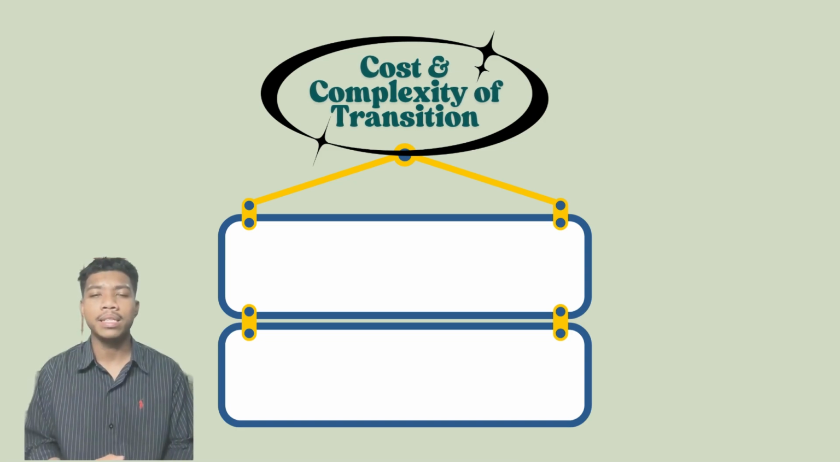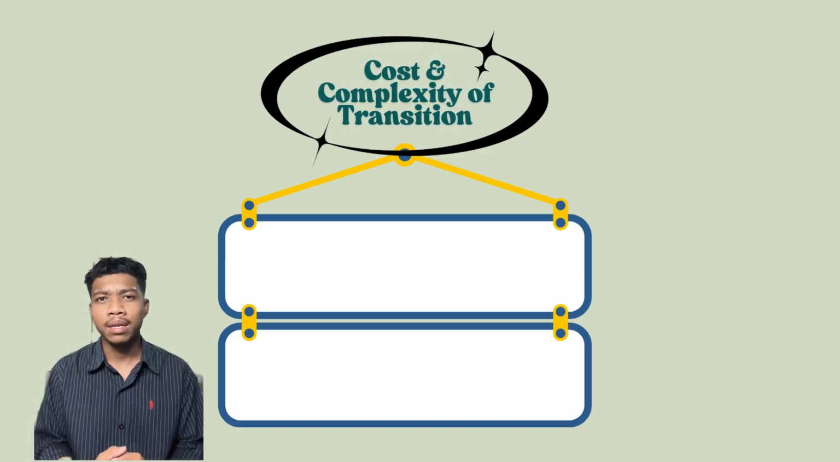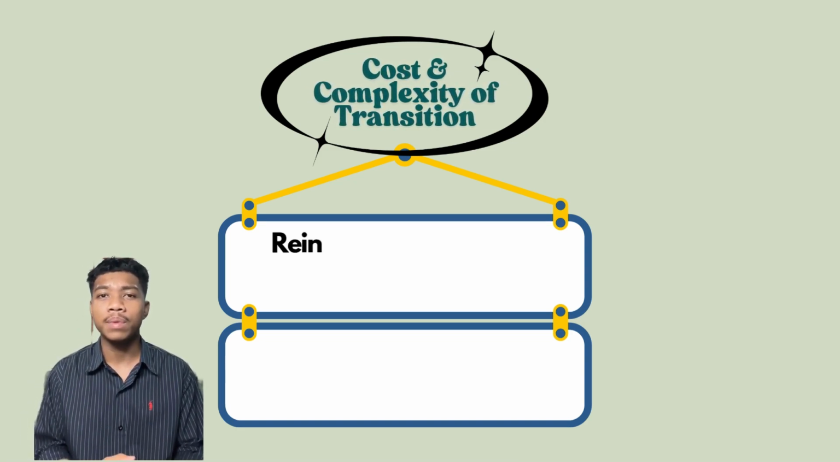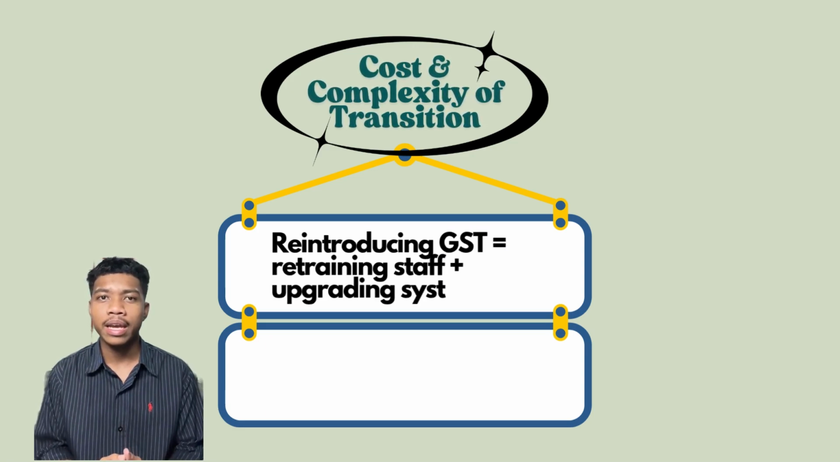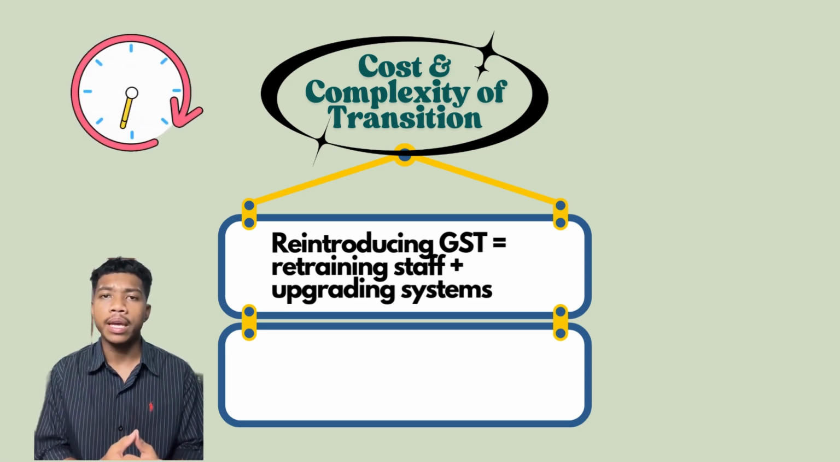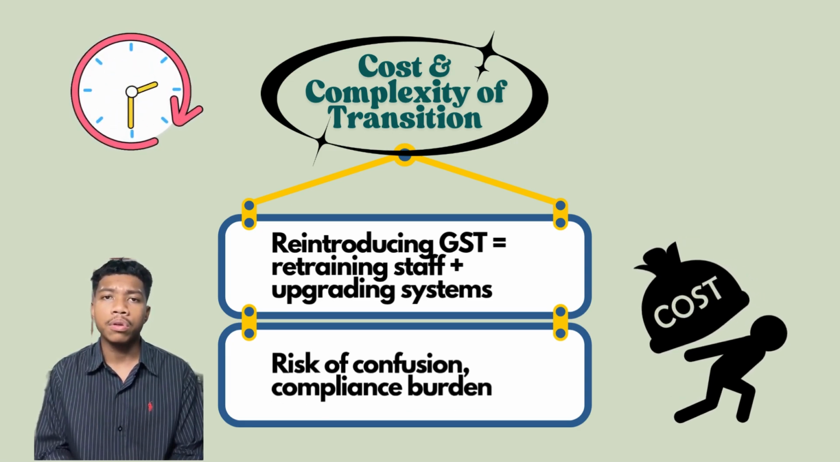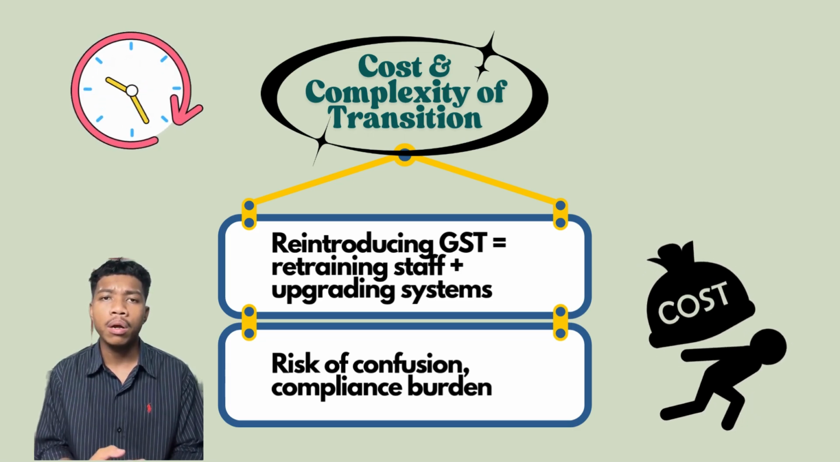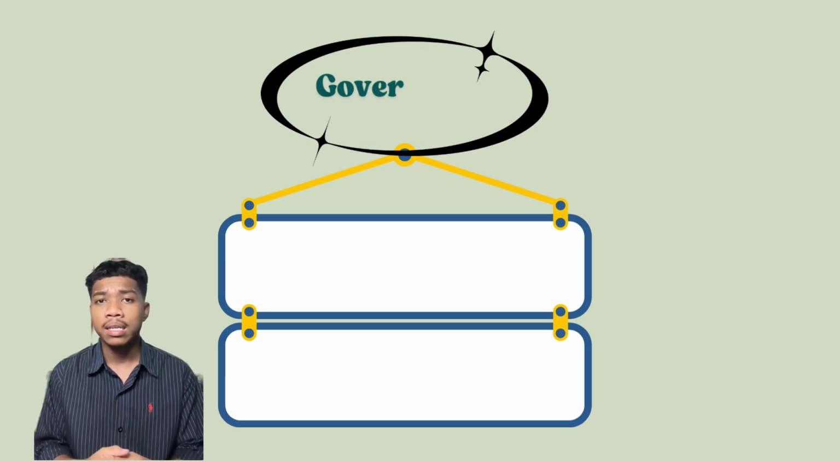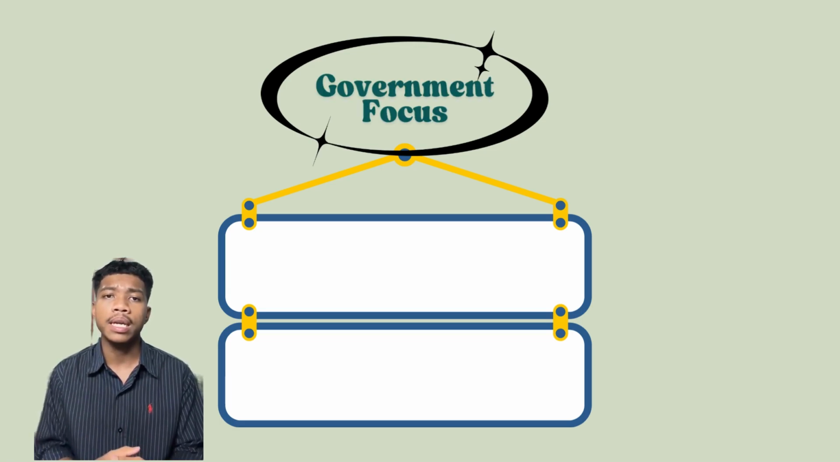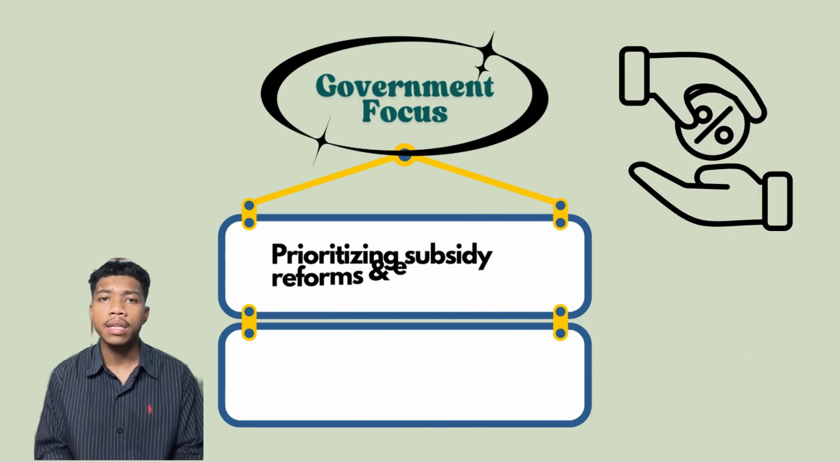Second, re-implementing GST now would not be simple. It would require retraining government staff, rewriting tax laws, and overhauling IT systems, all of which are time-consuming and costly. It could also confuse businesses and slow down compliance. Currently, the government's focus is more on targeted subsidy reforms and improving tax enforcement, especially through digital platforms.